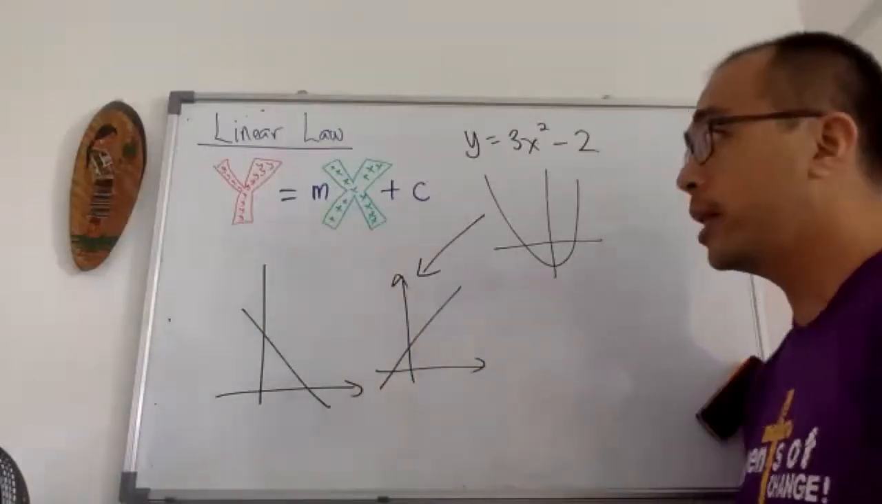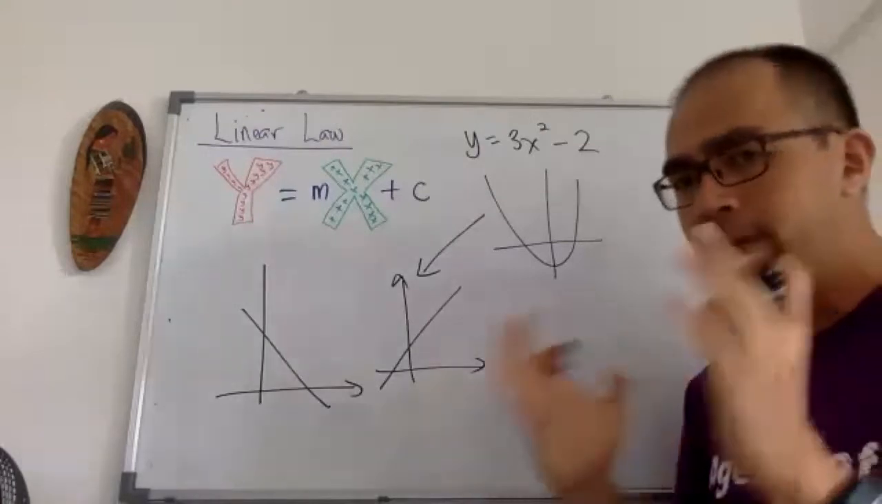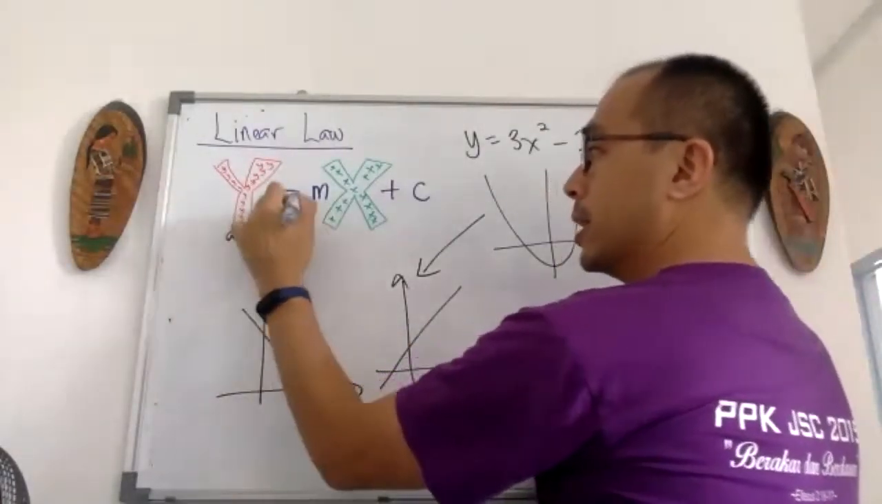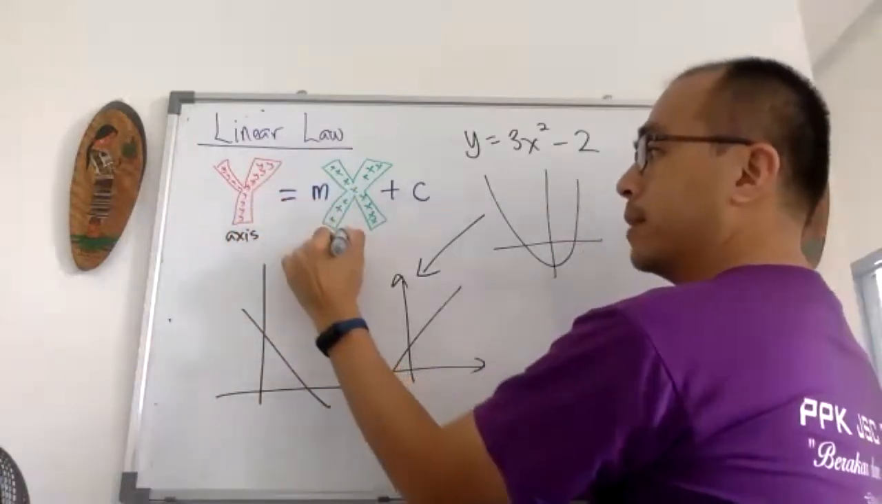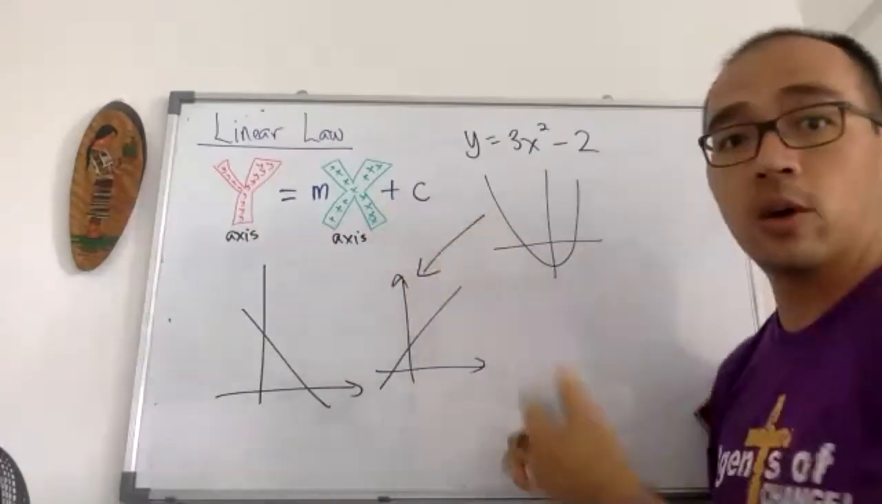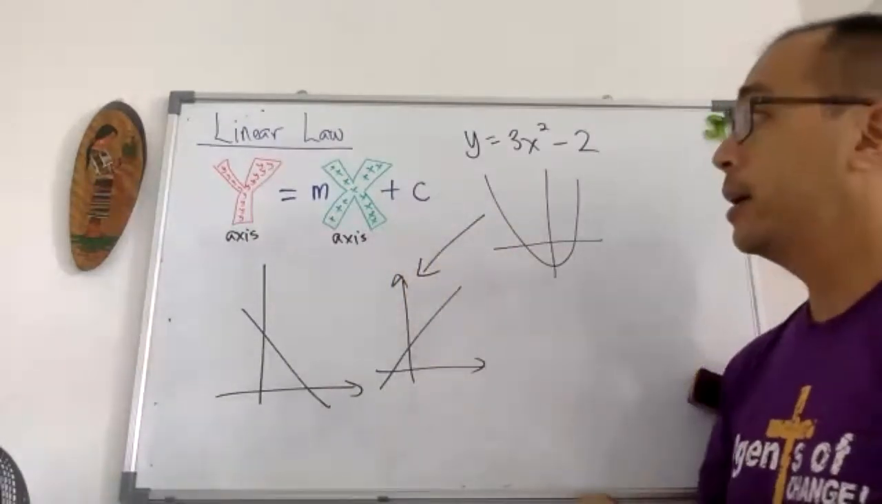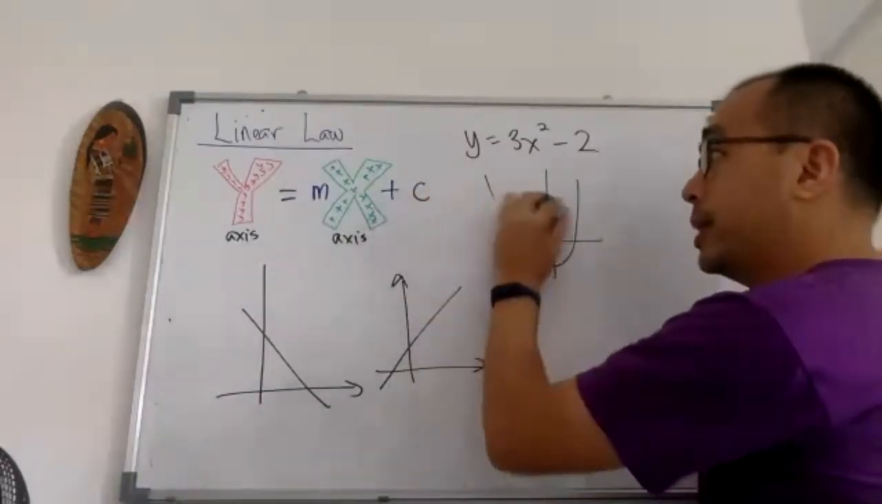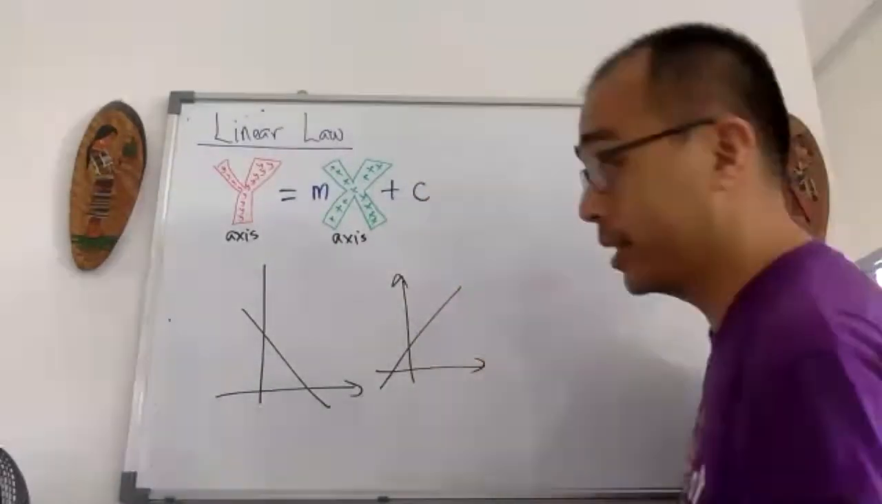Okay, so I usually like to teach students to remember that the general form for any linear law is actually the y-axis equals gradient multiplied by the x-axis plus c. c we all know is the y-intercept. That's normal. And m and c are numbers that we can fill in. That's the first thing that we learned before the holidays.